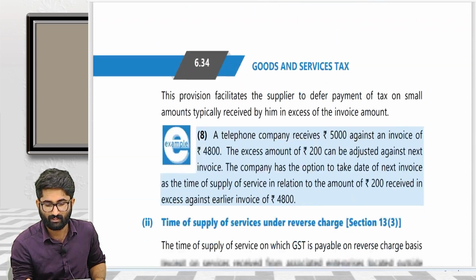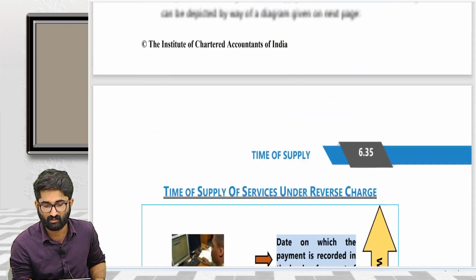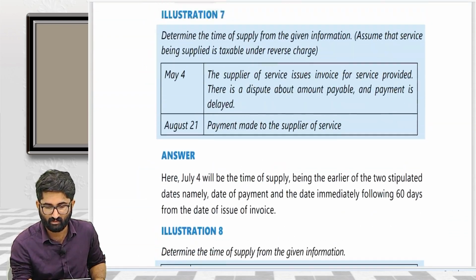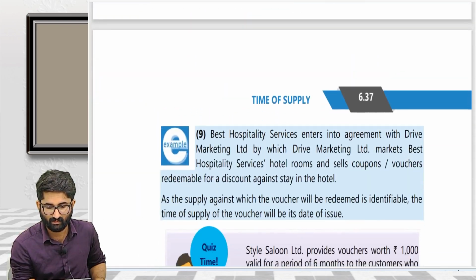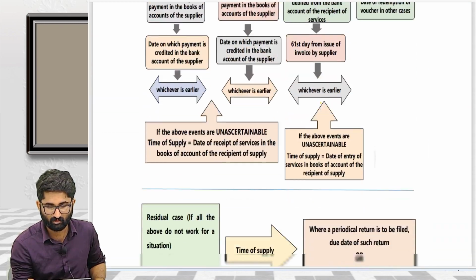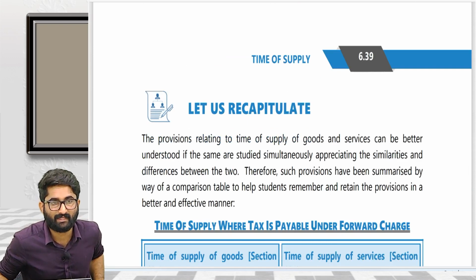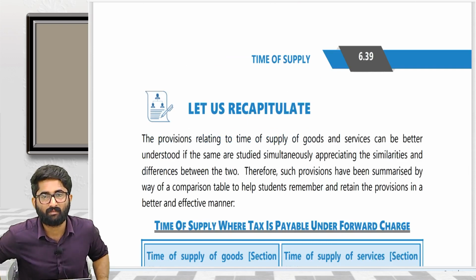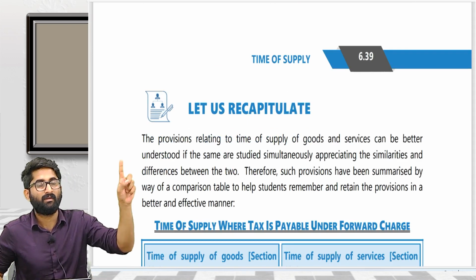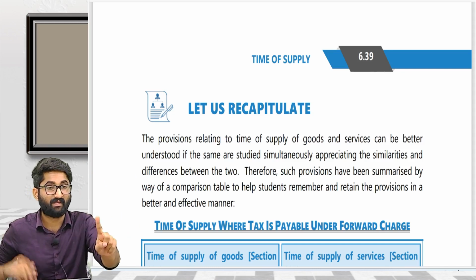So the time of supply is given, and finally let's recapitulate. So that is there here, and there are some questions here and the quiz also. Please do try it. So this is about section number 12 and section number 13. Finally, section number 12 subsection 1, that is one last time, revision of revision.